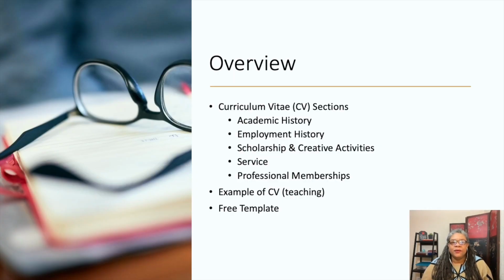So an overview of what this video will contain. First of all, I'll talk about the sections that your CV should have in them. And your CV should have an academic history, employment history, scholarship and creative activities, as well as your service and your professional membership. Now, those people that are faculty members that will be evaluating your application and your CV that's contained as part of your application process, they'll be looking for all of these key parts. So we want to make sure they're all in there.